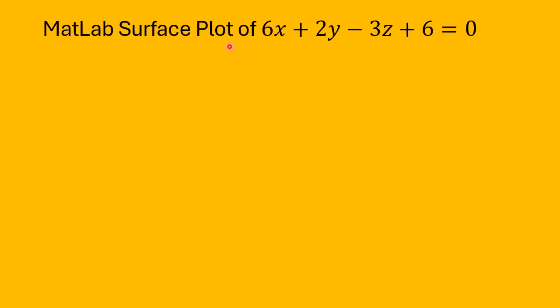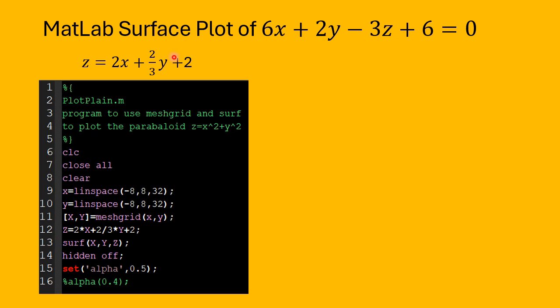So let's use MATLAB or Octave to get a surface plot for this equation that we just saw: 6x plus 2y minus 3z plus 6 equals 0. The first thing we'll do is solve this for z. And if we do that, we'll find out that z is 2x plus 2/3 y plus 2. To plot this surface, we can use this MATLAB or Octave program. It should work both in MATLAB and Octave.